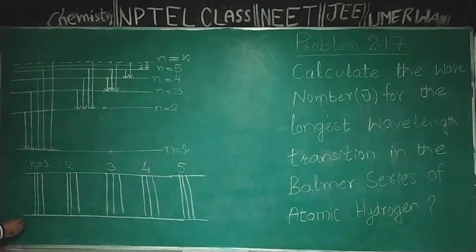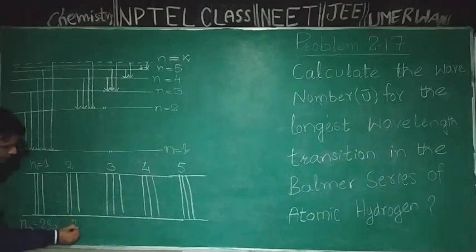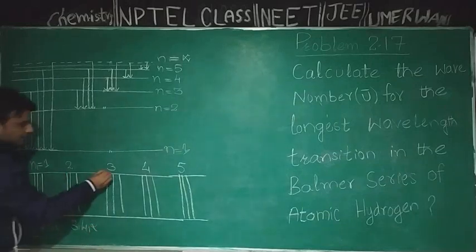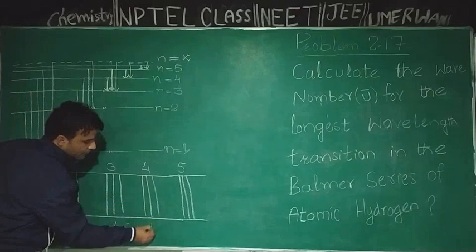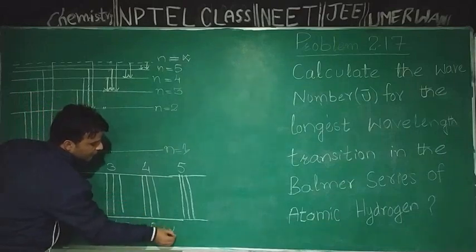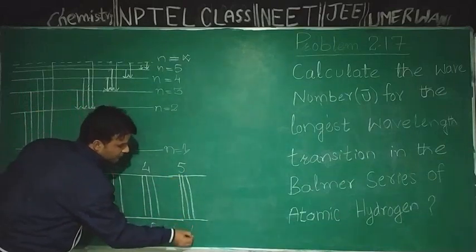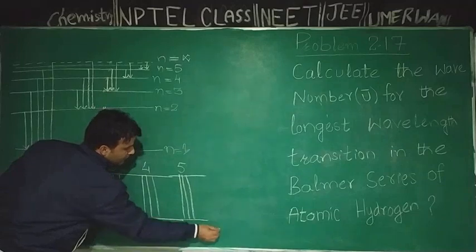And N2 will be the higher energy level. Here it will be greater than 1, that is 2, 3, infinity. Here it will be greater than 2: 3, 4 up to infinity. Here it will be greater than 3: 4, 5 up to infinity. Here it will be greater than 4: 5, 6 up to infinity. Here it will be greater than 5: 6, 7 up to infinity.